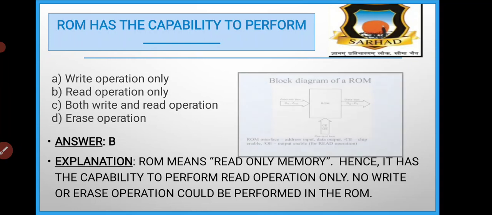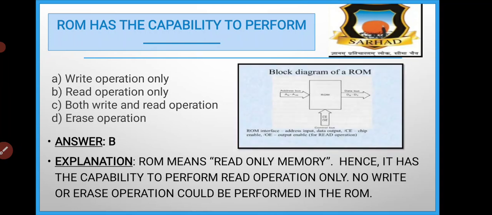Okay. So this is the image for the block diagram of the ROM. Which one is permanent? Yes, that is the read only memory, and in this case we can say that it performs the read operation only, and no write or erase operation could be performed. That's why it is called the ROM.